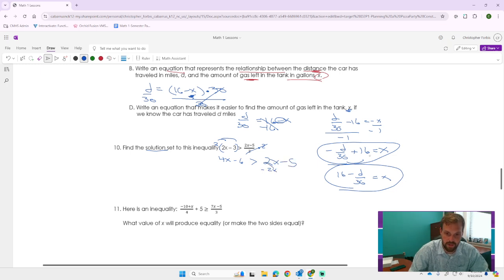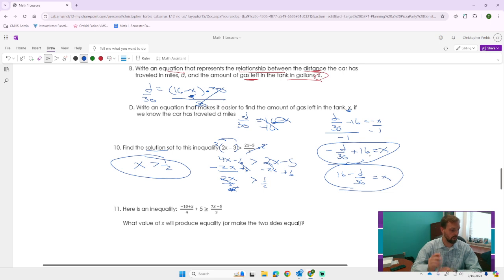I can subtract 2x and subtract 2x. And I can add 6 and add 6. So negative 5 plus 6 is positive 1. And then I can divide both sides by 2. But divide both sides by 2, and then I get that x is greater than 1/2. So meaning any value greater than 1/2 is going to make that solution set true, that inequality true.